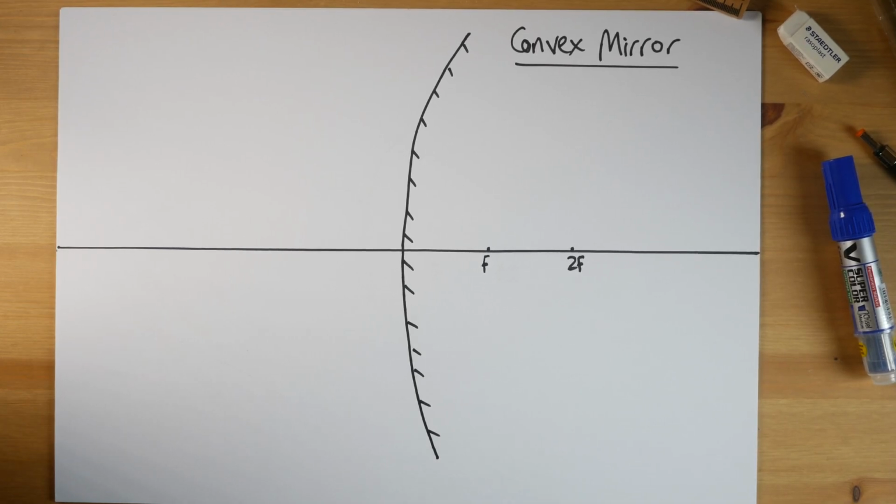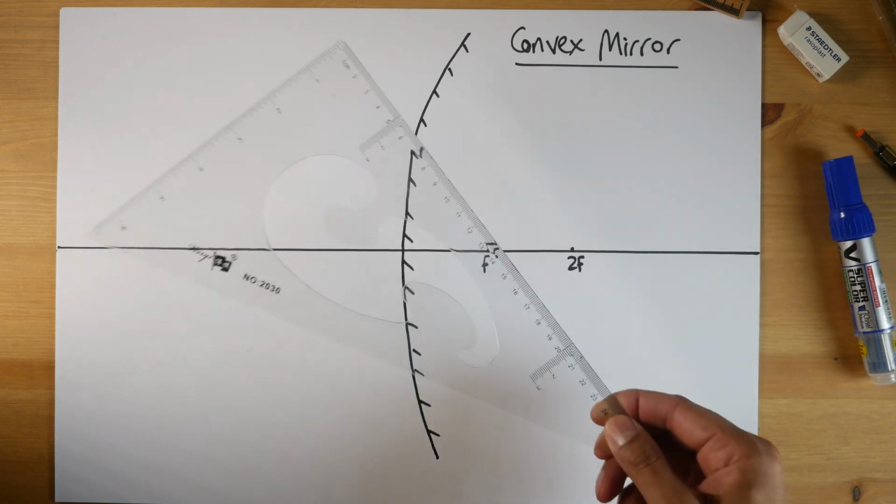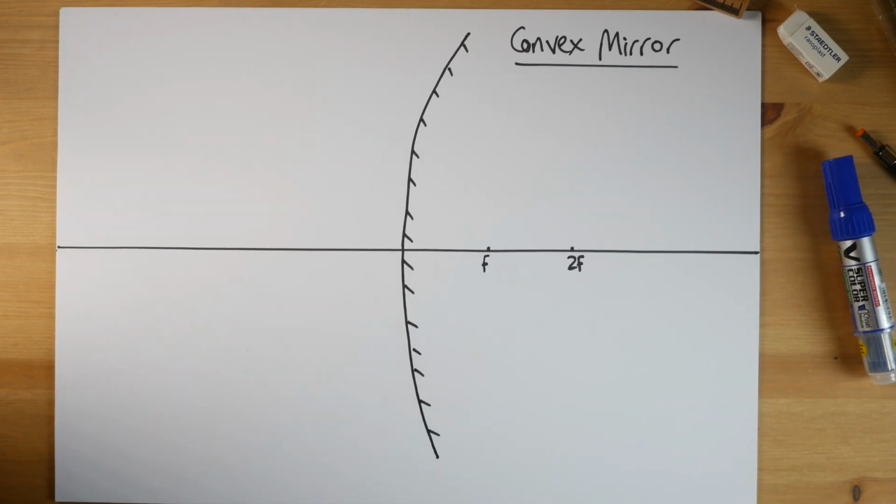Today we're going to be looking at making images from convex mirrors. First of all, before we look at actually how to make an image, we need to know what happens to the light. So we're going to need a set square and a load of pens.